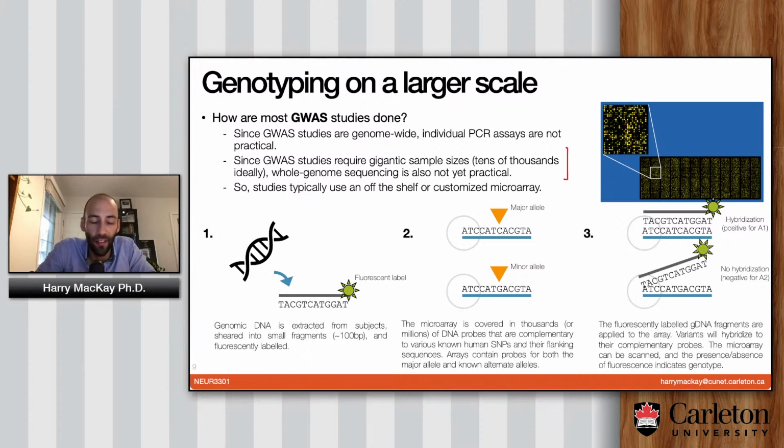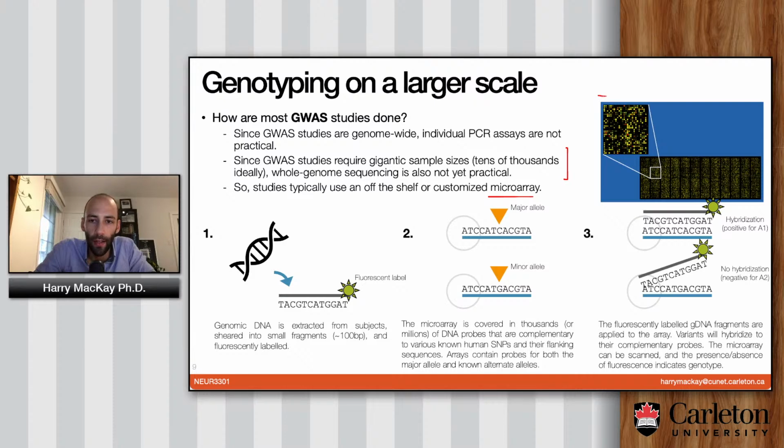So not only would you have to separately genotype millions of different variants or SNPs, you'd also have to do it in thousands or tens of thousands of people. So it's just completely impossible to ever imagine doing that with PCR. You need a genome-wide approach. The approach that they use is called a microarray.